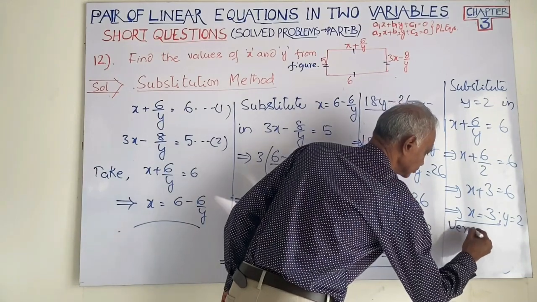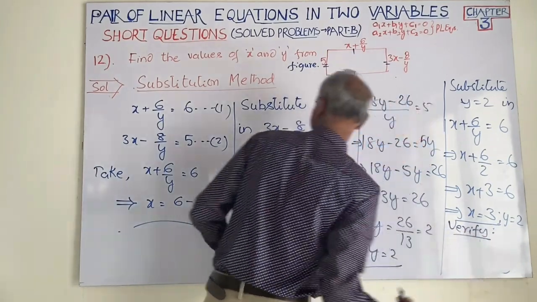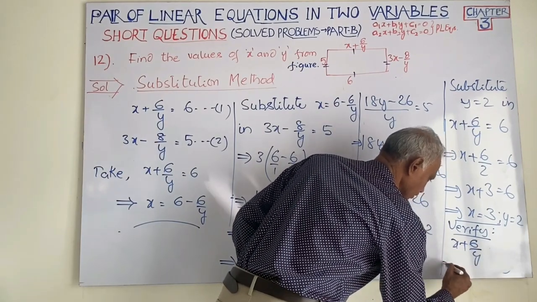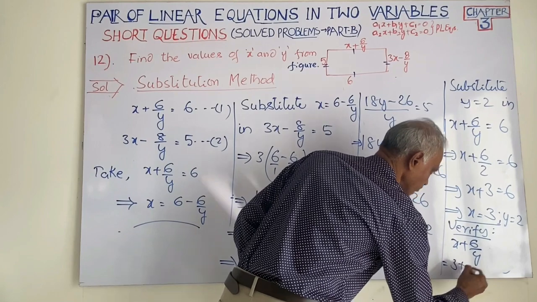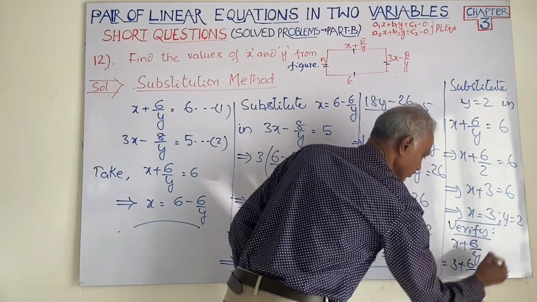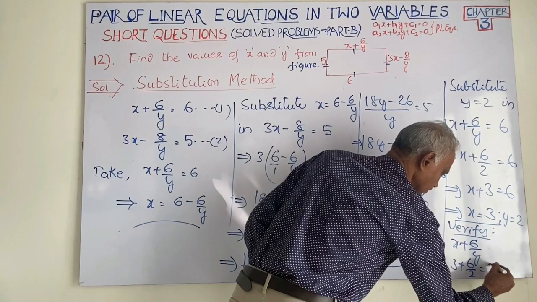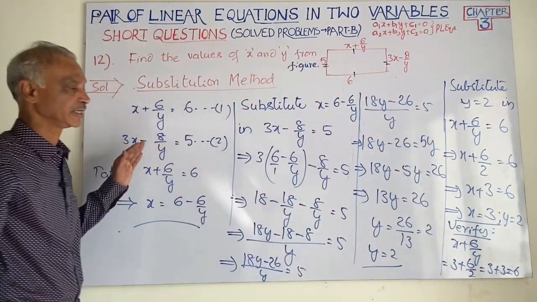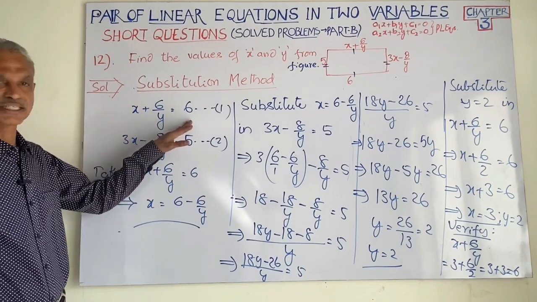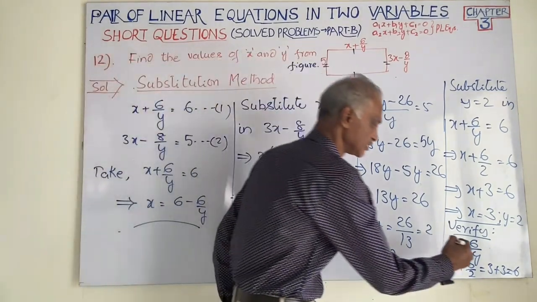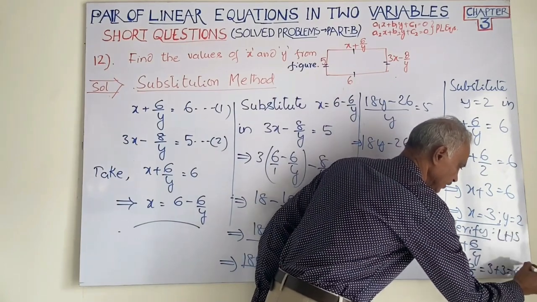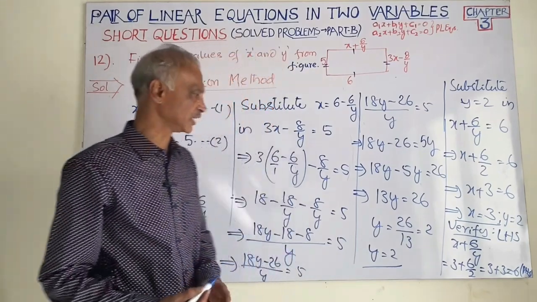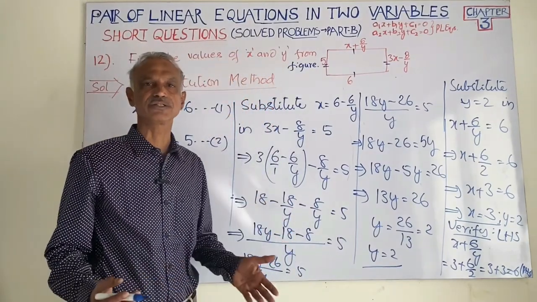Verification. Verify. I am taking LHS, x plus 6 by y. See, what is the value of x? 3. Plus 6 by, what is the value of y? 2. It is equal to 3 plus 3, you got 6. 3 plus 6 by 2 means 3 plus 3, you got 6. When I take LHS, I get RHS. Verified. Our answer is true, that is, x is equal to 3 and y is equal to 2.